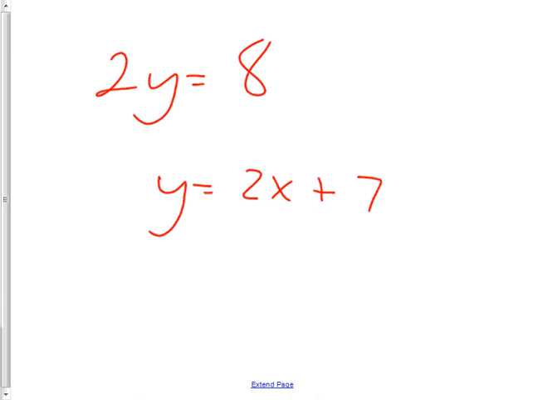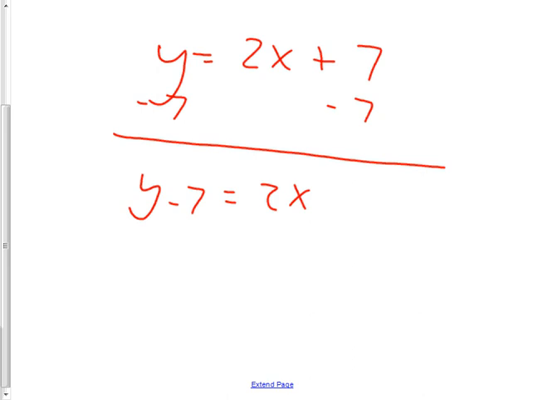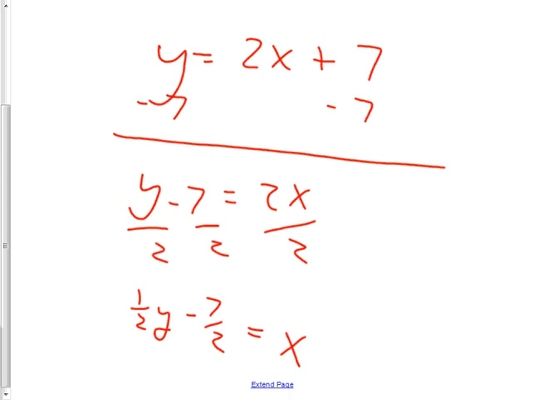And they might say, solve this one for y. Well, it already is solved for y. They might say, solve it for x. There's only 2 variables. It's either one or the other. If I solve this for x, I go like this. It needs to be y minus 7 equals 2x, and then I divide by 2 to get x alone. Divide everything by 2. Okay, so the final answer would be x equals y over 2, or 1/2 y minus 7 over 2. All right.